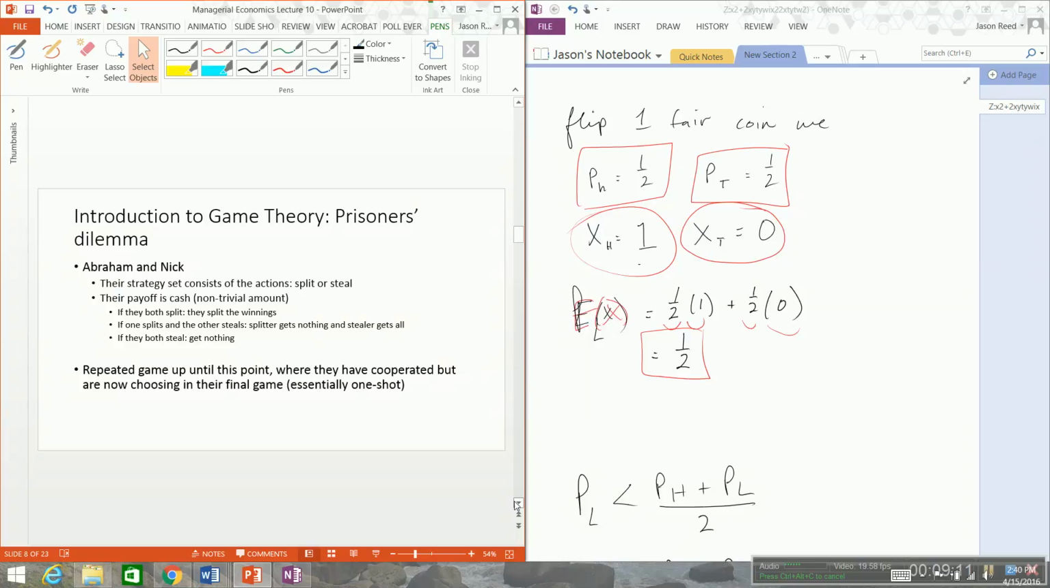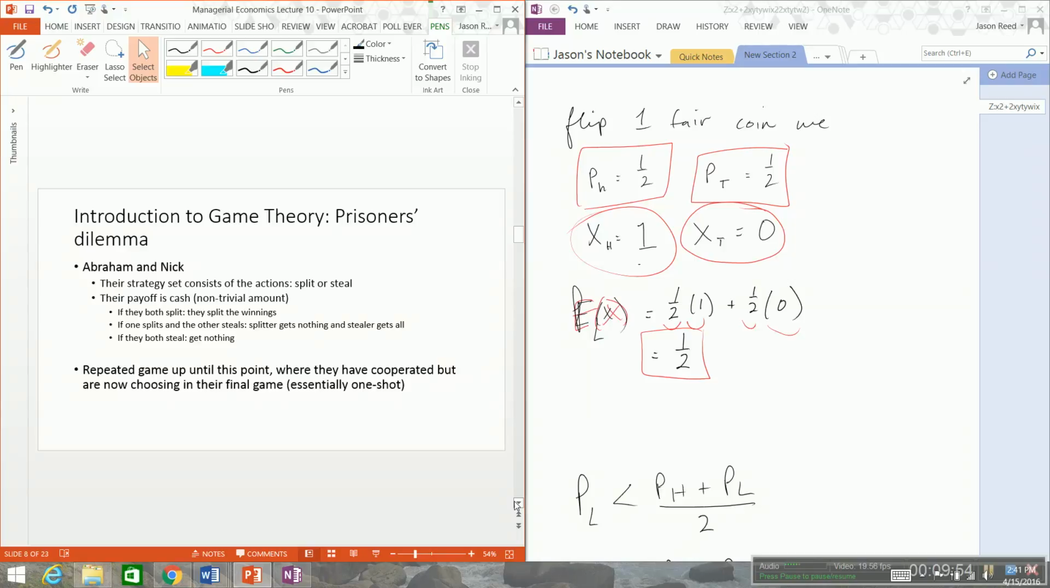If they both choose simultaneously to split their winnings, they are both going to get a payout of $6,800. But if one chooses split and the other chooses steal, then the person who chose split gets nothing. The person who chose steal gets all of the money, $13,600. Now, if they both choose steal, they both get nothing as well. So up until this point, Abraham and Nick have played this game together. Now, they played it together, but this is the very last game that they're playing. So they've built up some goodwill, but this is the last game.